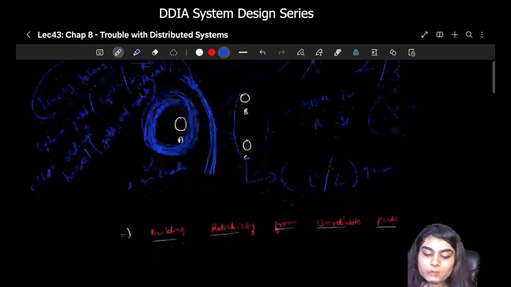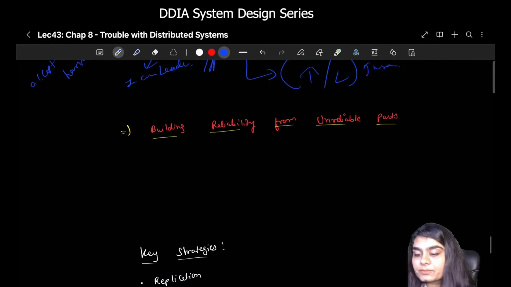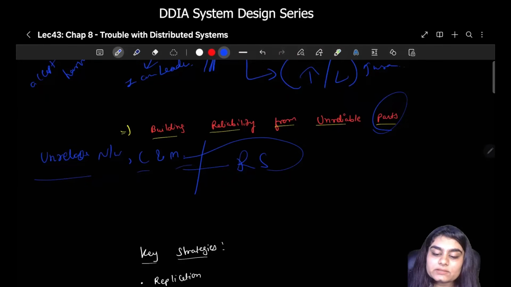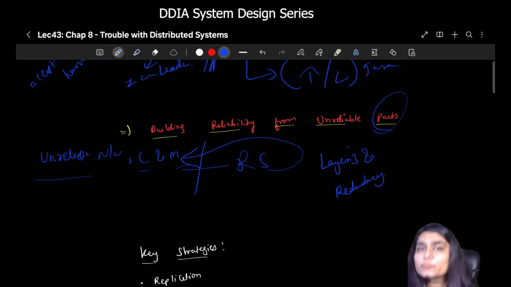So now let's talk about building reliability from unreliable parts. It may seem hopeless with unreliable networks, clocks and machines. Yet engineers do build reliable systems using these parts. The key is layering and redundancy. Packets can be lost, reordered, or duplicated. But on top of IP, we use TCP, which retransmits the lost packets, drops duplicates, and reorders segments.